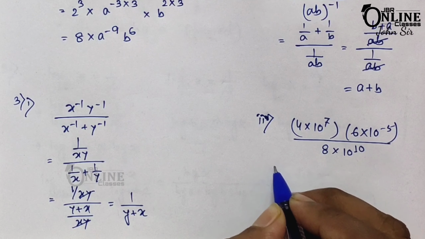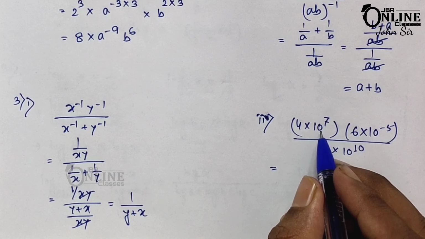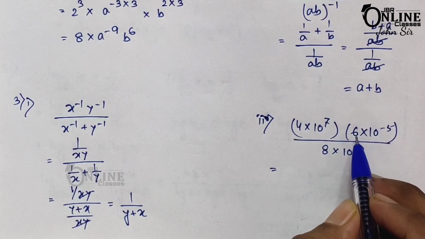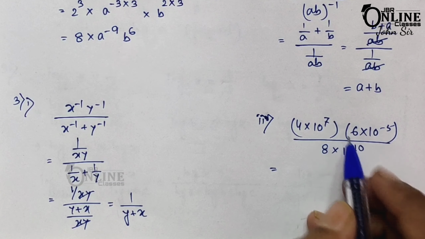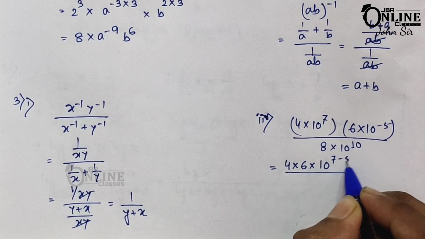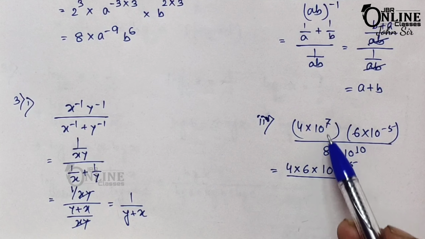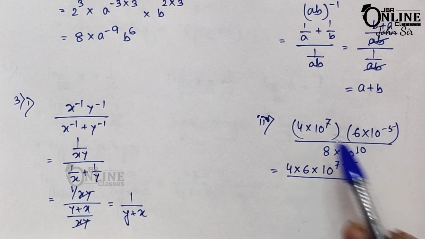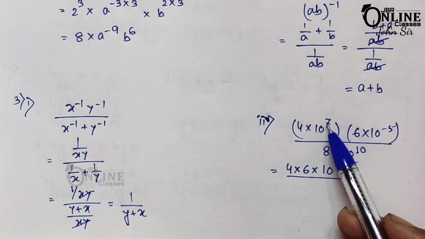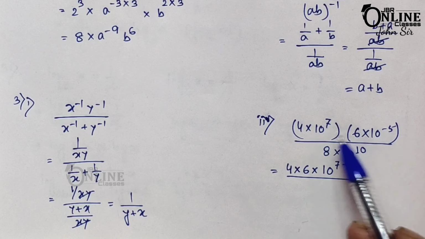Now next, sum number 3, 2. In sum number 3, 2, here 4 into 10 to the power 7 and here 6 into 10 to the power minus 5 in multiply form. So that means here 4 into 6, now 10 to the power 7, here minus 5. Why minus 5? As here 10 to the power 7 and here 10 to the power minus 5, both the bases are same, so powers will be added. So 7 plus minus 5, that means 7 minus 5.